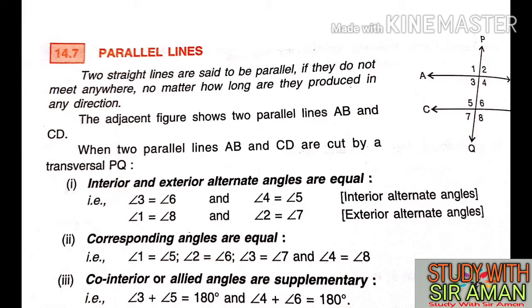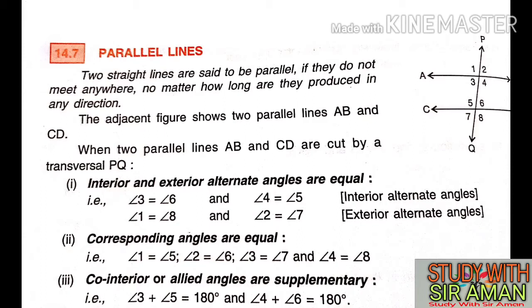One side finished. Now the next side. 2 and 6 are equal. 4 and 8 are equal by the reason of corresponding angles. Corresponding angles, I have told you, are always made on the same side of the transversal.